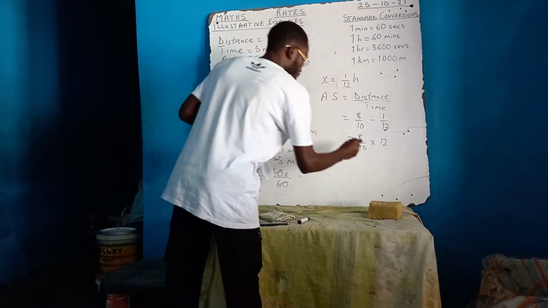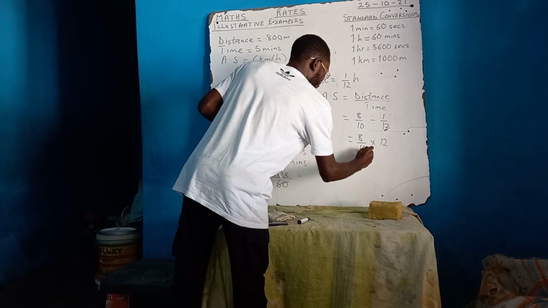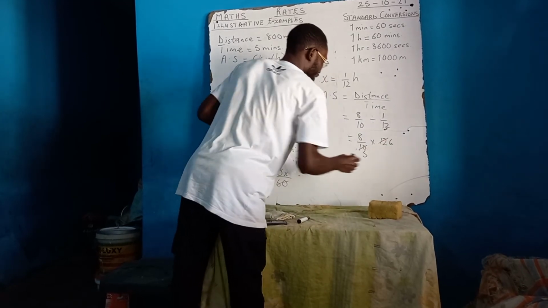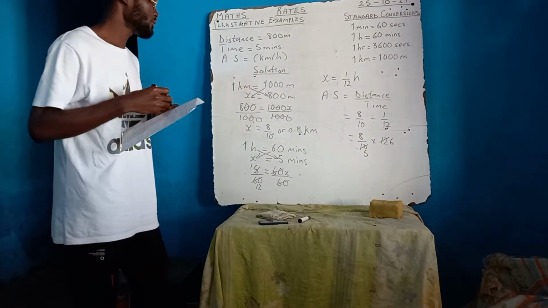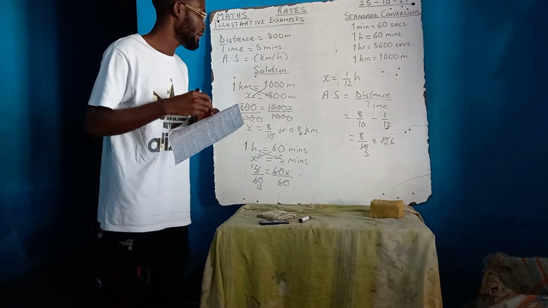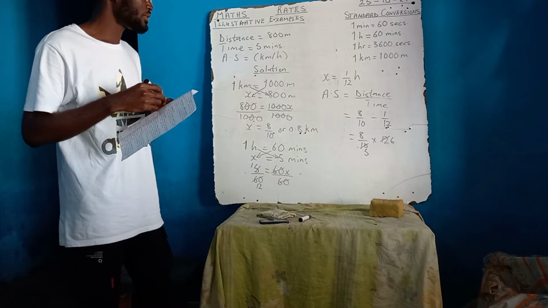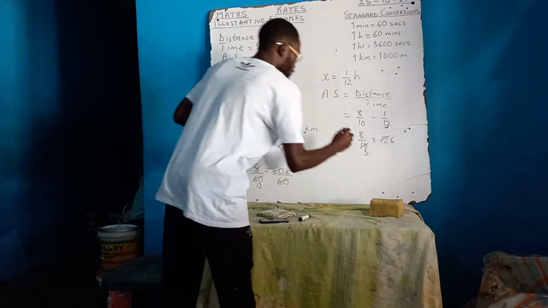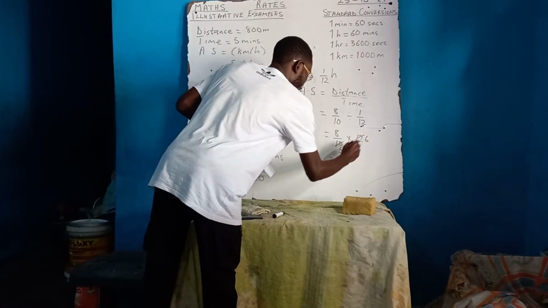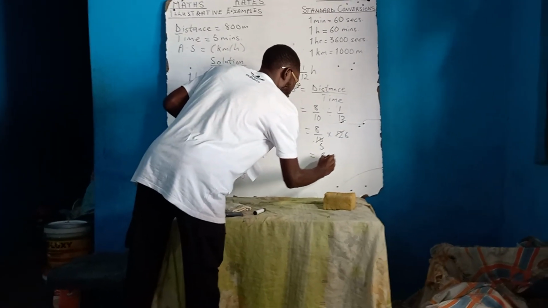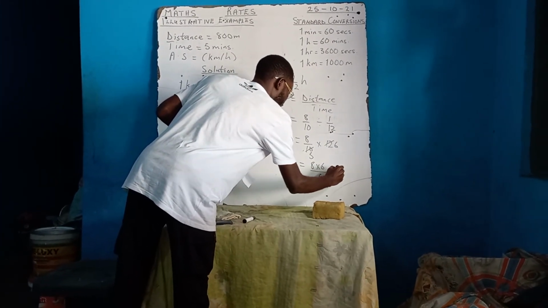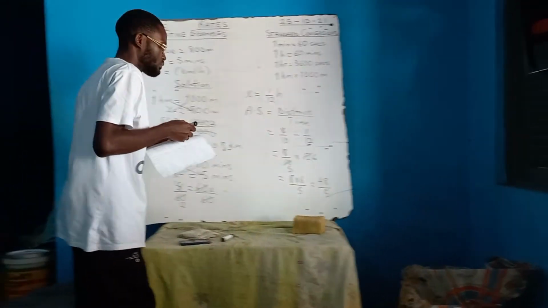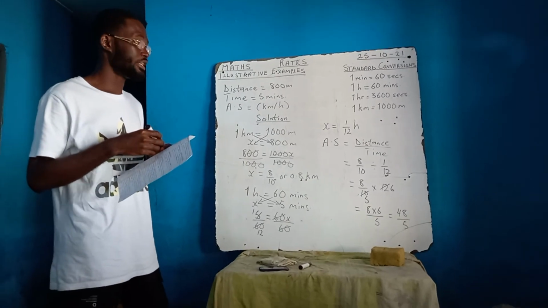So we have 2 goes into 10 5 times and goes into 12 6 times. You see, so we have 8 over 5 times 6. So we have 8 times 6 all over 5, which gives us 48 over 5.